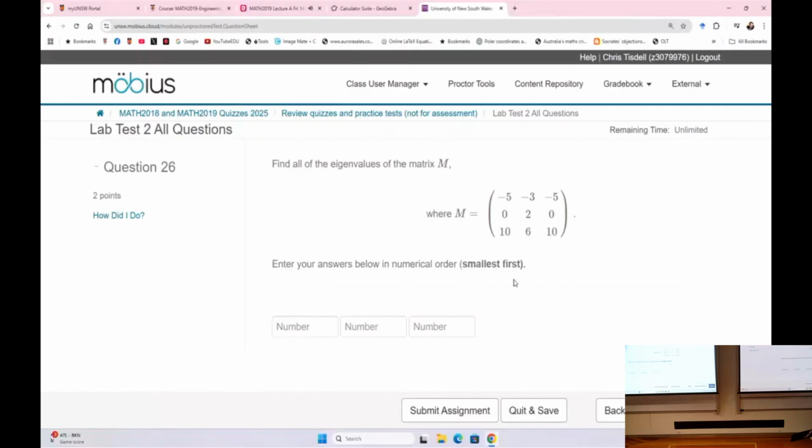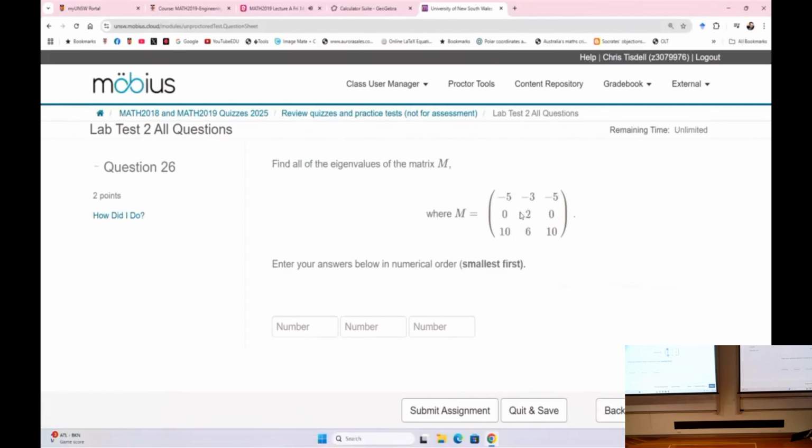Find all of the eigenvalues of this matrix. Enter your answers in numerical order, from the smallest eigenvalue to the largest eigenvalue. Okay, there is a quick way of doing this problem and a slow way, and probably some other ways in between. Can anyone suggest a quick way of solving this problem? What might be a strategy? Any ideas? What do we notice up front?